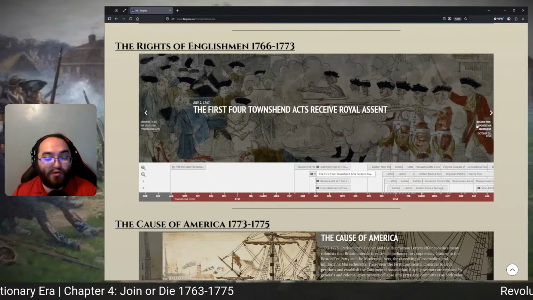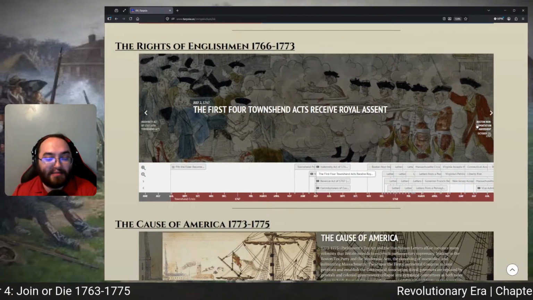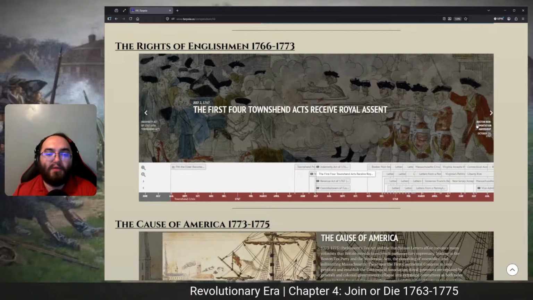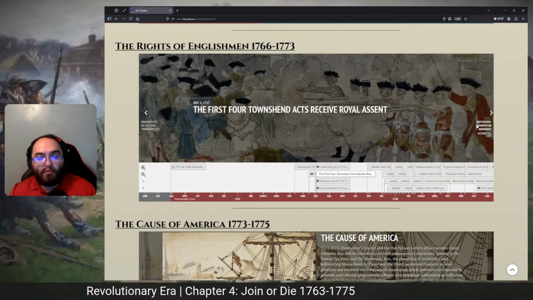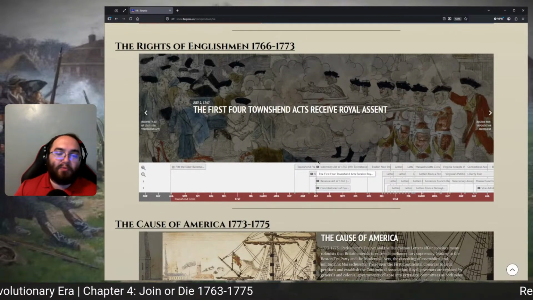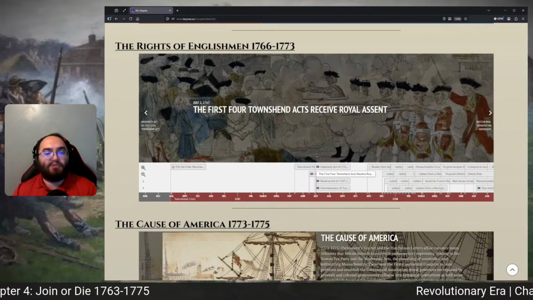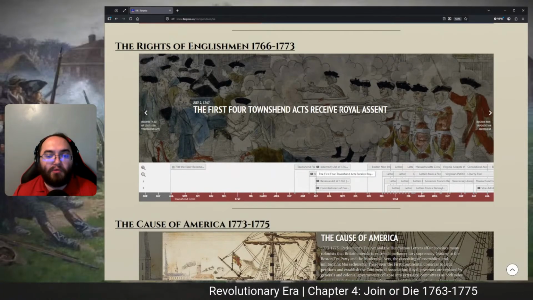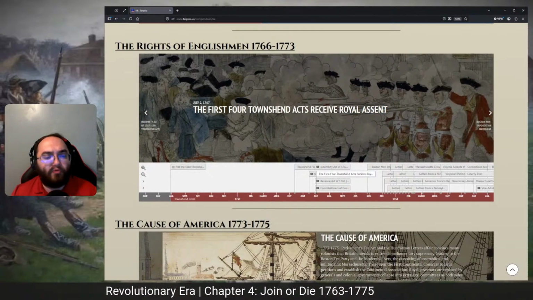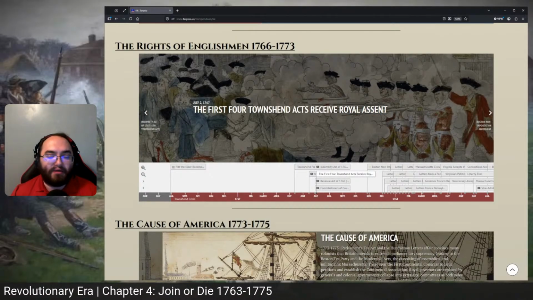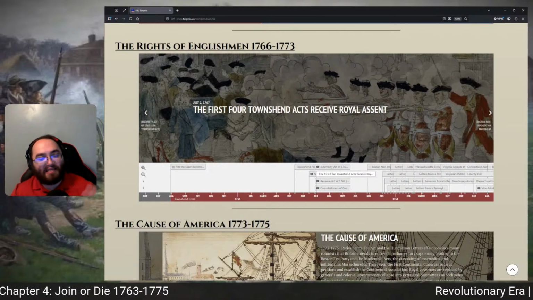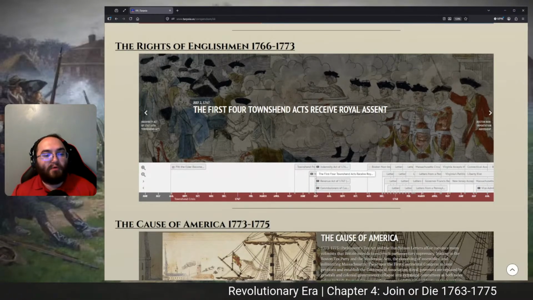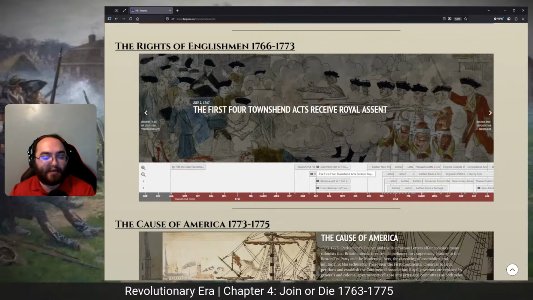These first four Townshend Acts were passed on July 2nd, 1767, by receiving royal assent. So every single bill that passes through Parliament has to be signed into law by the king. That's what the royal assent is. Pretty similar to our system, which I kind of don't like, where Congress has to get its bills signed by the president before the bill becomes an act.